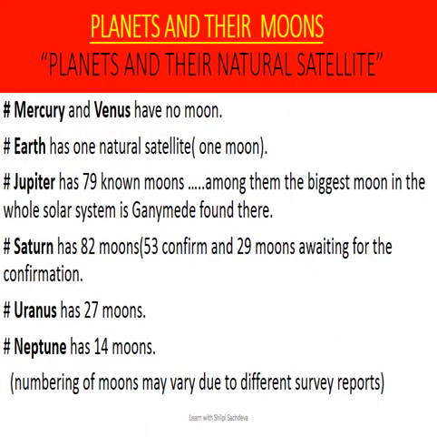Now let us discuss the planets and their natural satellites. Mercury and Venus, the first 2 planets of the solar system, have no moon. Earth, the third planet of the solar system, has one natural satellite. Jupiter has 79 known moons. Among them, the biggest moon in the whole solar system is Ganymede, which is found there. Saturn has 82 known moons. Among them, 53 are confirmed and 29 moons are awaiting confirmation. Uranus has 27 moons and Neptune has 14 moons.